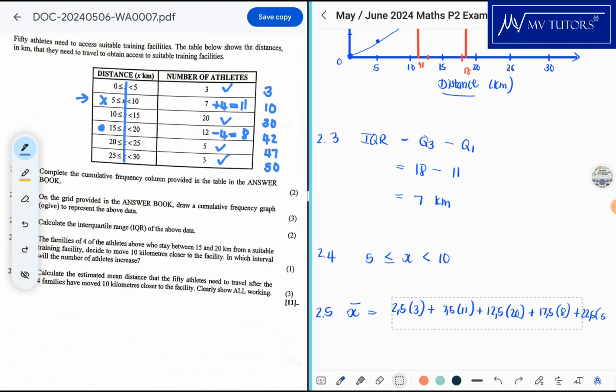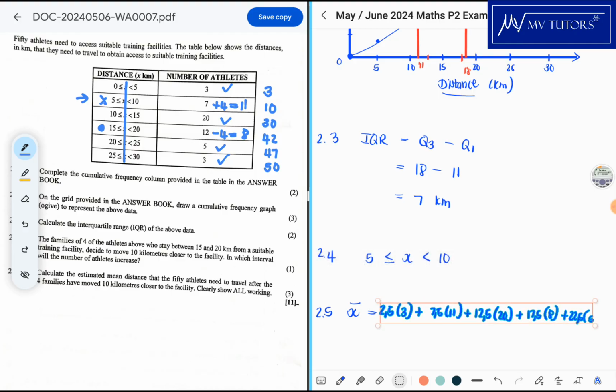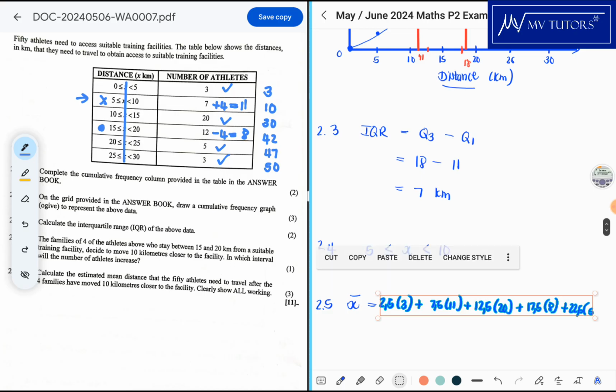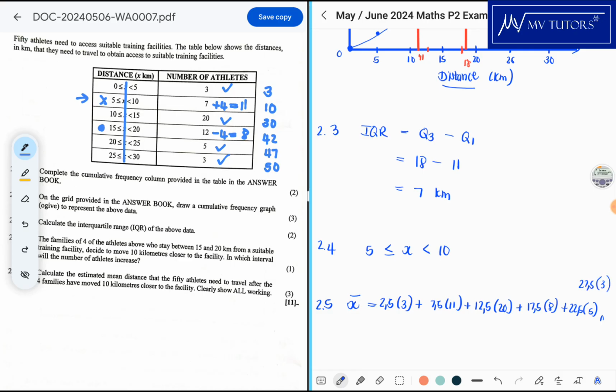Yeah, then we're going to have the last number over there, which is 27.5. Okay, I tried. 27.5. And we're going to multiply that by 3. And all of that we are going to divide by the total number of athletes, which is 50.